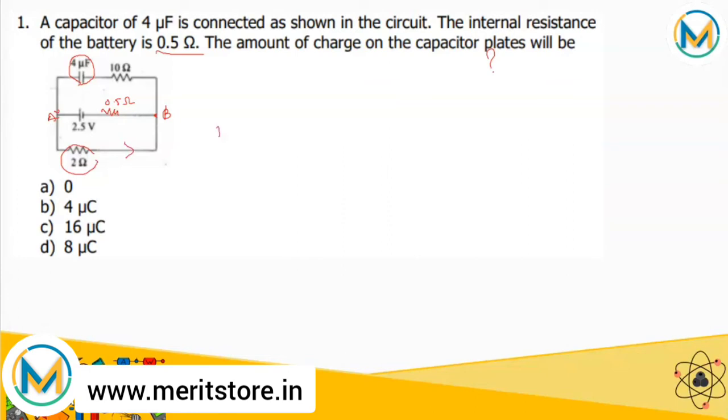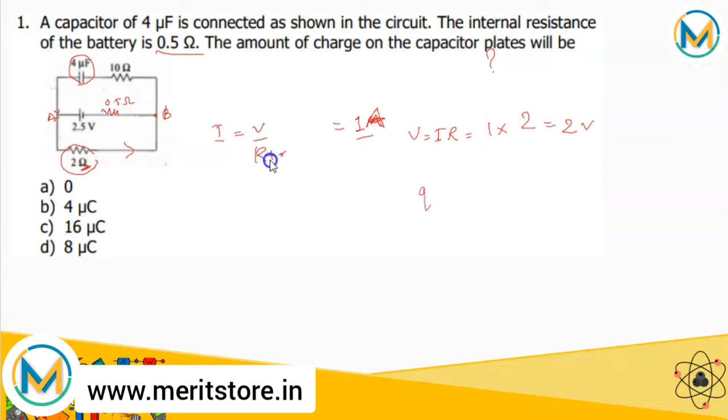is given by I equals V upon R plus R, and it comes out to be 1 ampere. The potential difference across this 2 ohm resistance, we have the formula V equals IR, where I we found out is 1 ampere. So 1 into the resistance of 2 ohm gives 2 volt. Hence the potential difference across the capacitor is also 2 volt.